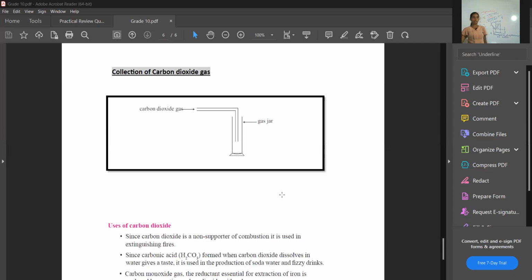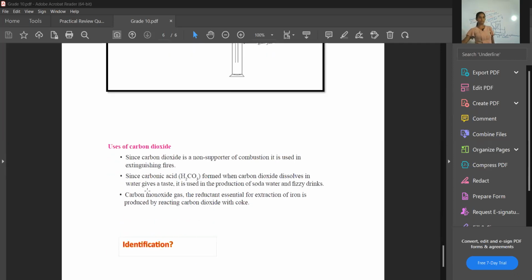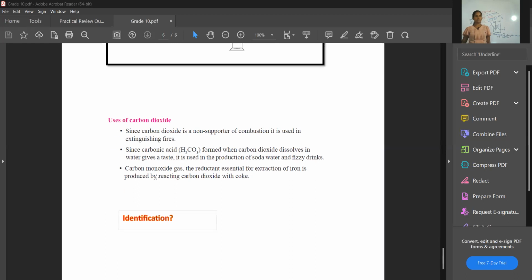And what are the uses of carbon dioxide? Since carbon dioxide is a non-supporter of combustion, it is used to extinguish fires. In fire extinguishers, carbon dioxide is used. And carbon dioxide is also used to prepare carboxylic acid.